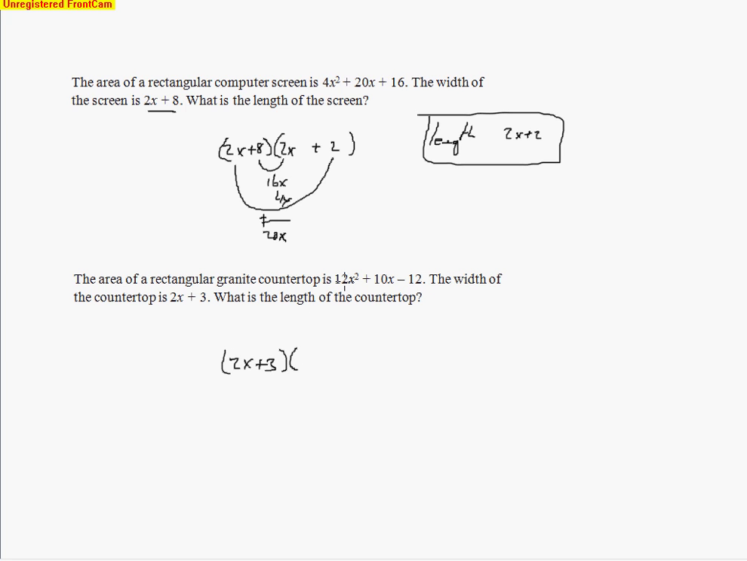And to make a 6x squared, or 12x squared, I need to put a 6x here. And to make it a negative 12, I need to do 3 times minus 4. And let's see if it works. So this makes 18x. This makes negative 8x. Yes, those do add to make 10x. That's what we have right here, so I know it's correct. So we would say the length equals, and we'll go with a 6x minus 4.